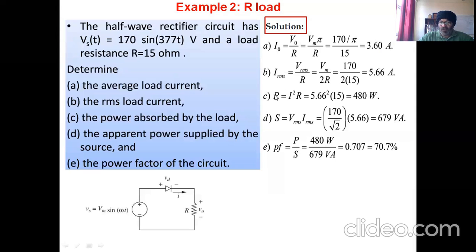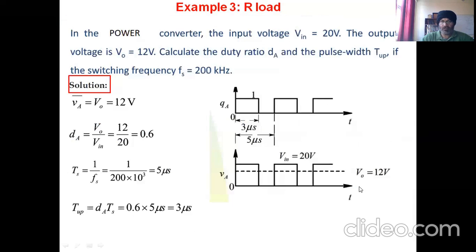This is the power absorbed at the load, I square R, always in watts. But the apparent power is in volt amperes: voltage in RMS and current in RMS, both multiplied together, we get volt amperes. Based on this apparent power and the active power, we can easily find out the power factor. The active power divided by the apparent power, we get a power factor of 70%.